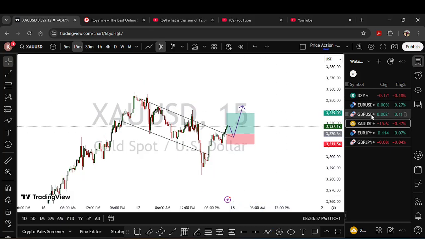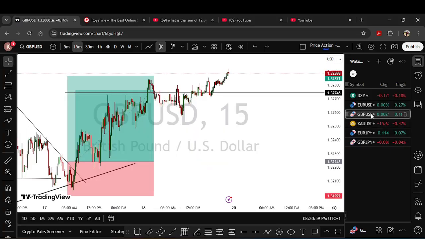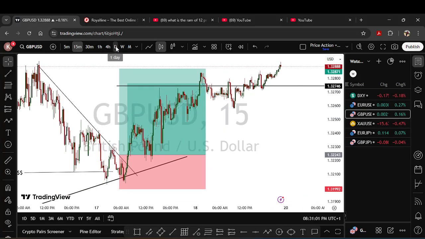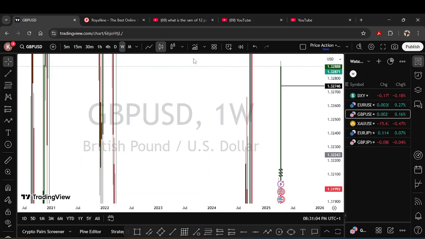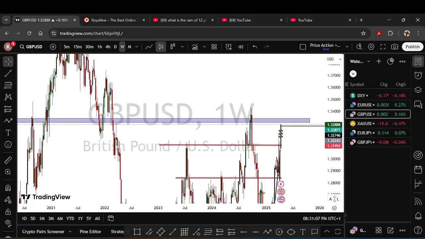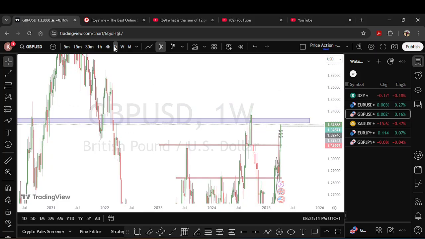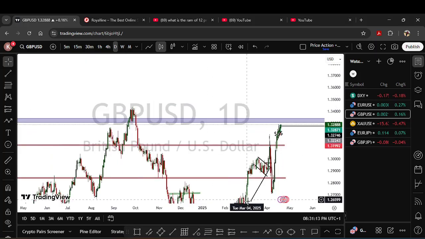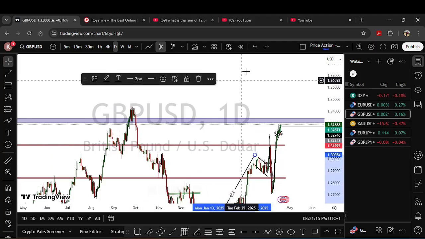The last one I'm going to be doing is GBP USD. Let's check it out from the daily. The weekly is definitely going to be bullish because GBP USD was buying very well last week. You can see we are approaching a key zone, so we have to watch how it's going to react. The market is just buying.